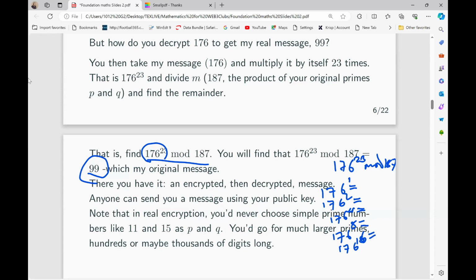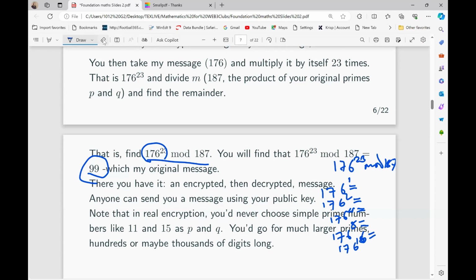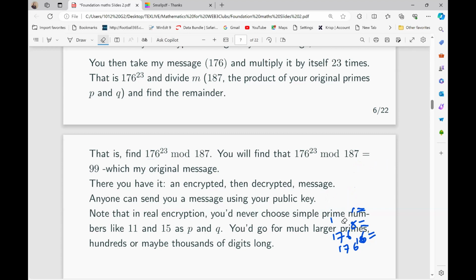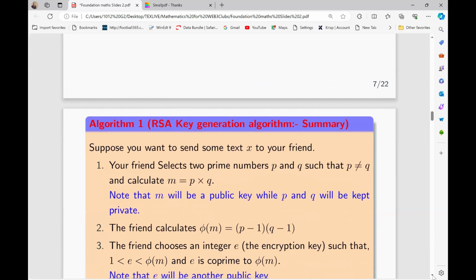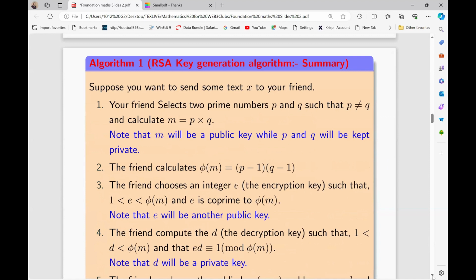Now, let me take you to another example. Just before that, I want to give you a summary of that algorithm, the one I've just talked about, without mixing it with an example. So this is the summary of the algorithm, and I just repeat what I've already said.